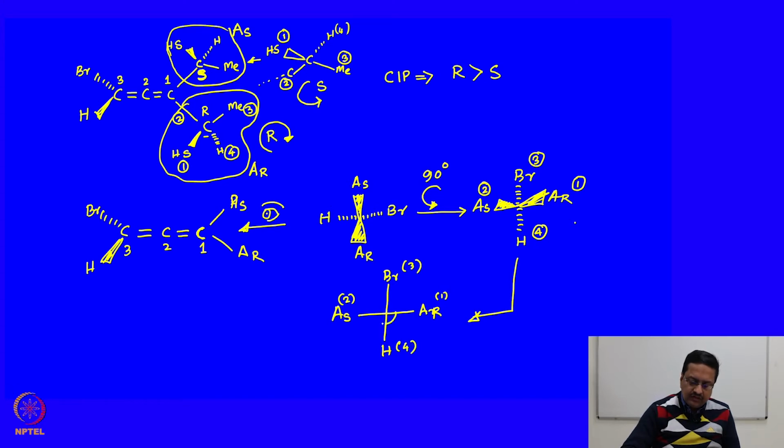So, here 1, 2, 3 is clockwise. So, the absolute configuration is R. So, the absolute configuration of this chiral axis is found to be R. Is it clear? So, if it is like that, then I would like you to try to find out the stereochemical designation of a spiro compound which contains oxygen in the ring.